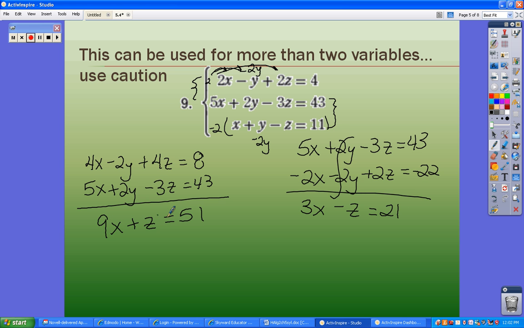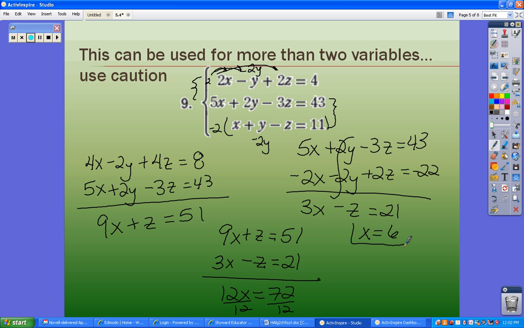Okay, so now I have another system here. Now I have 9x plus z equals 51 and 3x minus z equals 21. I will apply elimination again. The z's are already opposite, so this is good to go. And I get 12x equals 72. Divide by 12, and I get x equals 6. I'm on my way. I have one of the variables solved.